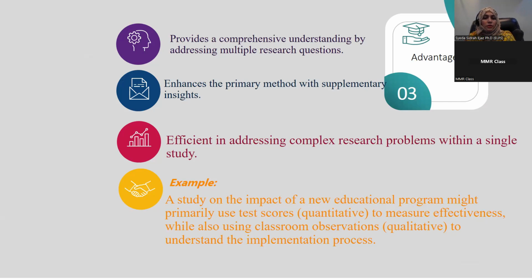A study on the impact of a new educational program might primarily use test scores in the quantitative section. Then to measure effectiveness, we also use classroom observations in the qualitative section to understand the implementation process. I think it's a very simple and clear example.